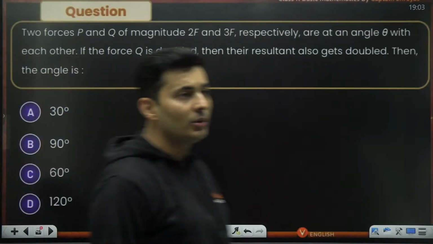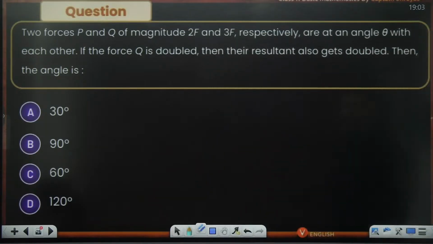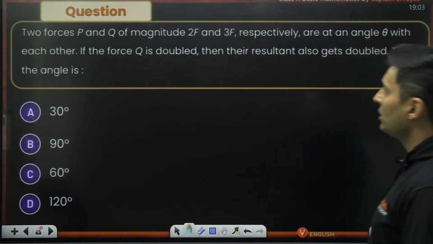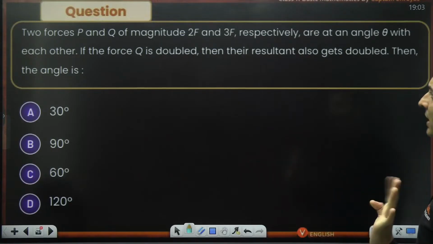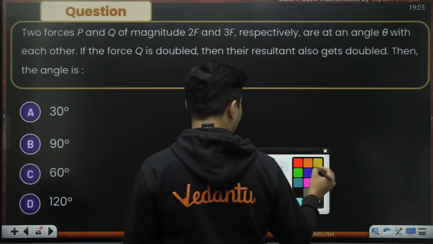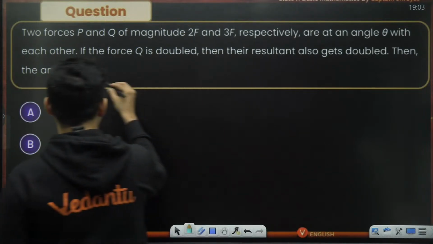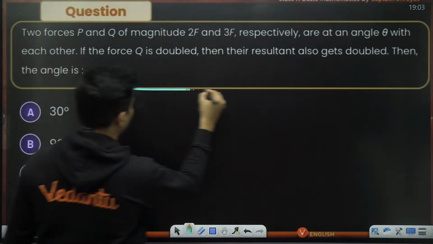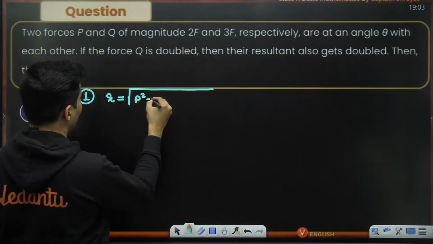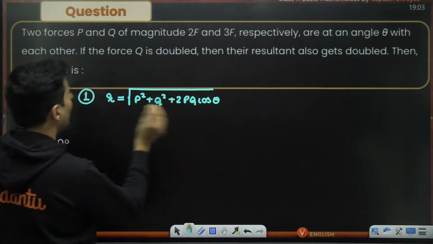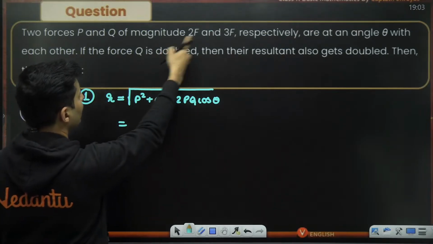Two forces of magnitude 2F and 3F are at an angle theta with each other. If the force Q only is doubled, then the resultant also gets doubled. Then the angle is how much? Okay. So in the first scenario, let's say the resultant is R. It will be nothing but P square plus Q square plus 2PQ cos theta. The angle is not given, but P and Q's magnitudes are given, 2F and 3F.